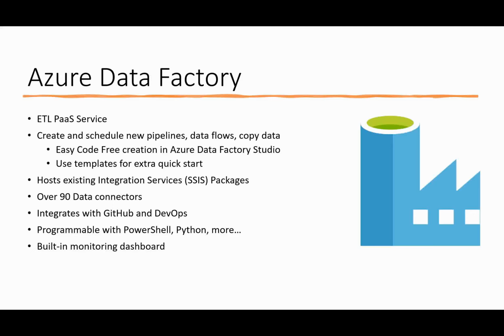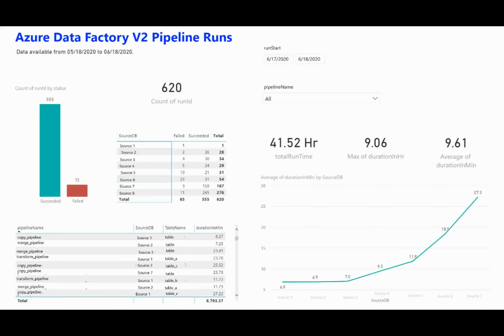There are over 90 data connectors available in Azure Data Factory. So there's every likelihood that wherever your data is currently, wherever you're moving data to, those sources can be connected through ADF. It integrates with GitHub and DevOps for team development of pipelines, and as I mentioned earlier, is programmable with PowerShell, Python, and other languages. Here's an example of a Data Factory dashboard. Note the breakdowns by data source and pipelines. Also, both tabular and graphical visualizations are customizable to your particular needs.